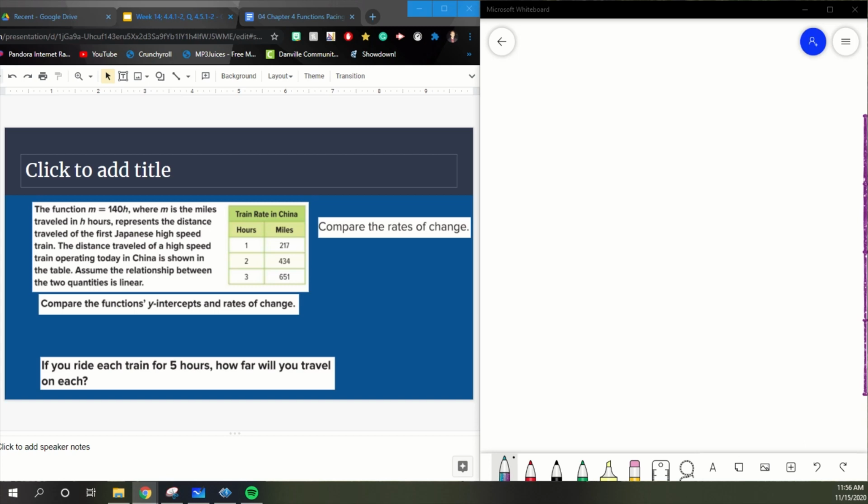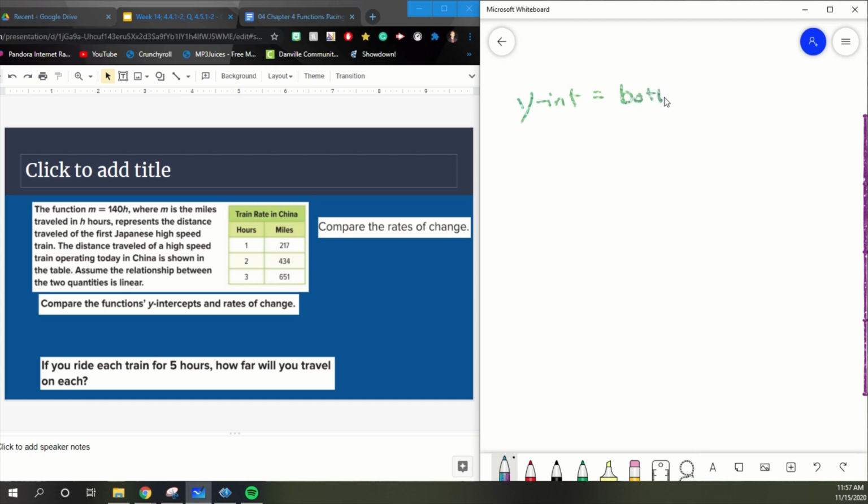So first let's interpret their y-intercepts. Well, at 0 hours, how much distance has either train traveled? Since we haven't measured any time yet, they're both going to be 0. So for the y-intercepts, both are 0. For our rates of change, or our slope, we already know the rate of change of the first one. It gives us 140. So we know the speed is 140 miles per hour for our first Japanese high-speed train.